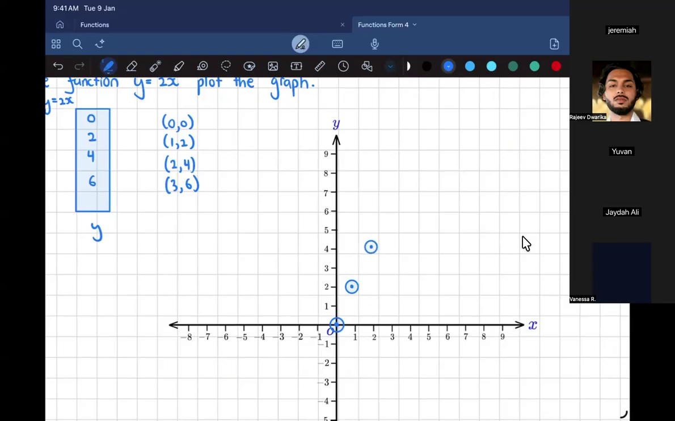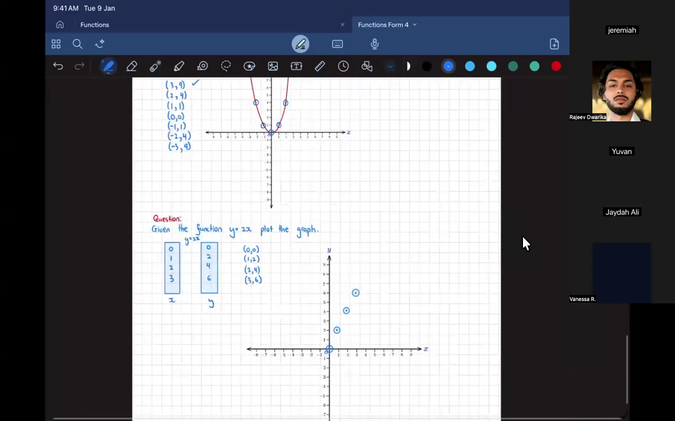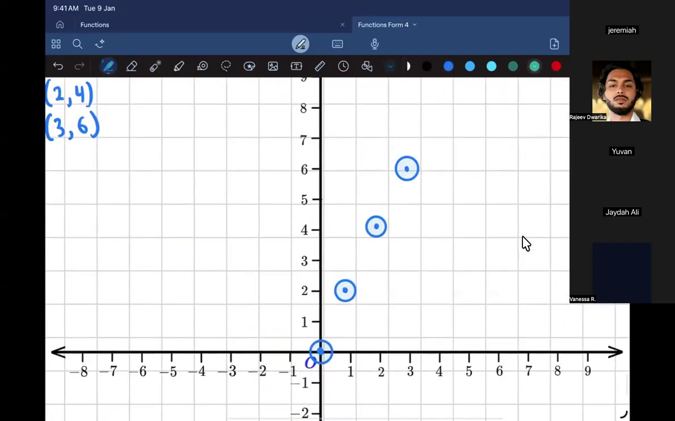Yvonne, does it look like a line already? Yeah, you can see it. Jada, if I connect those dots, would it be a line? Yes, it would. So let me just connect it real fast. I'll just use red here.